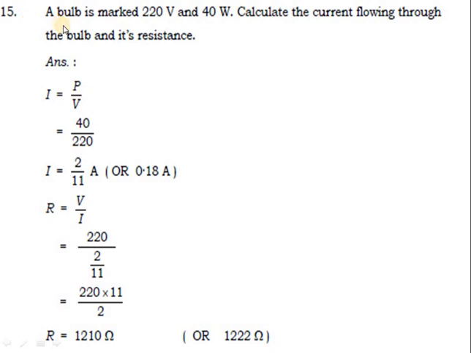Next question, problem. A bulb is marked 220 volt and 40 watt. Calculate the current flowing through the bulb and its resistance. We know that power P is equal to V into I.